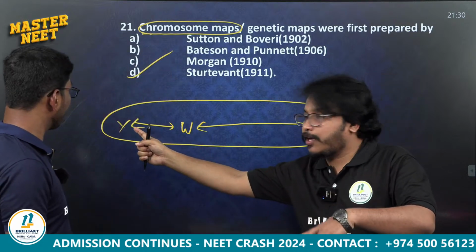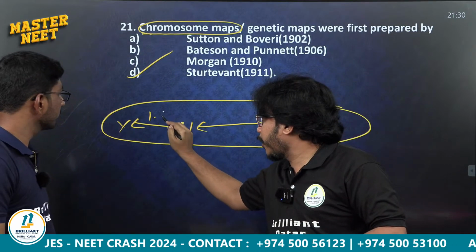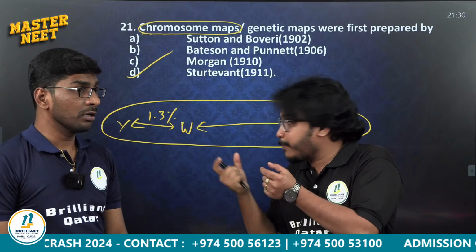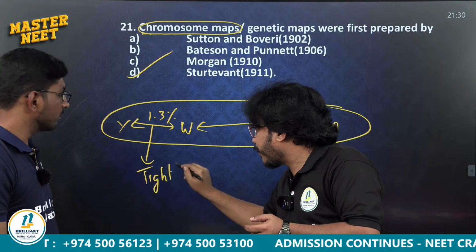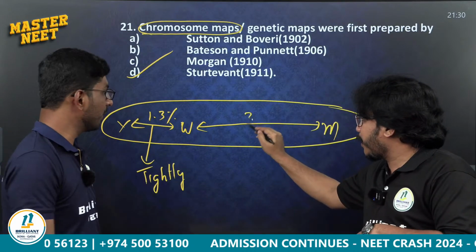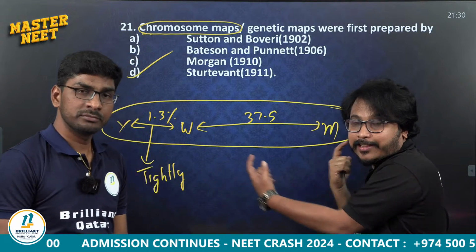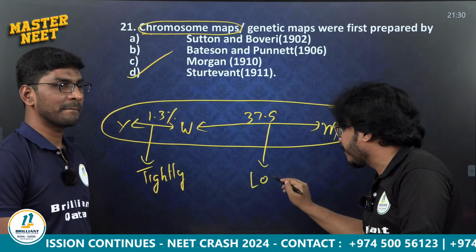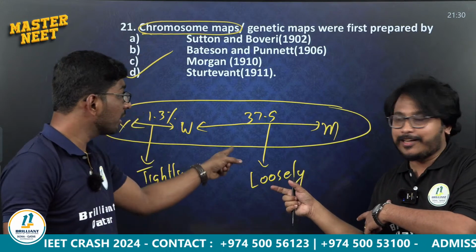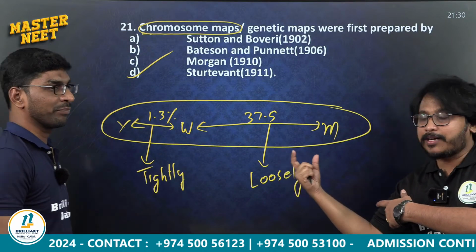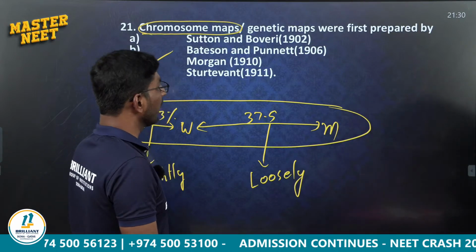So you know about body color and eye color. If you take them, you can see they show very little recombination, 1.3%. That means they are located very close to each other. We call these tightly linked genes. But remember, here you can see 37.5% recombination, so the distance is very high. That means they are called loosely linked genes. Cross A, cross B is there, right? In this you have to remember this ideology was used by Alfred Sturtevant. Next question, sir.